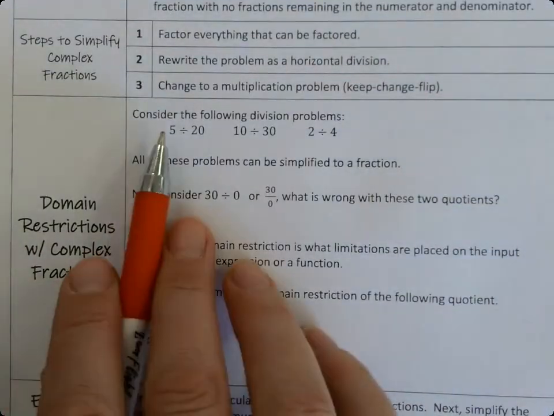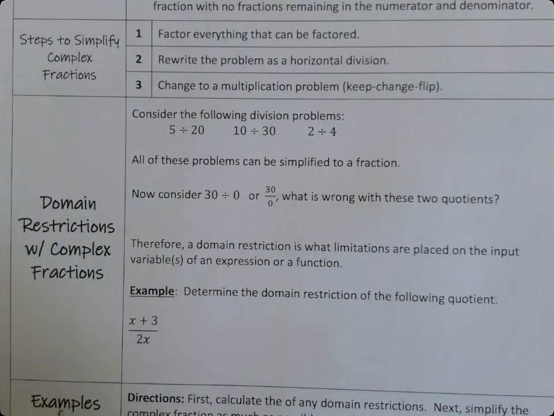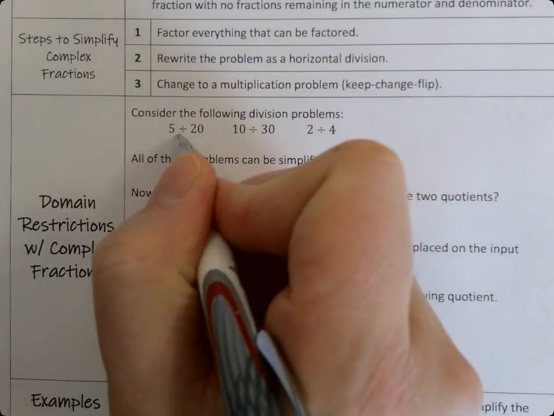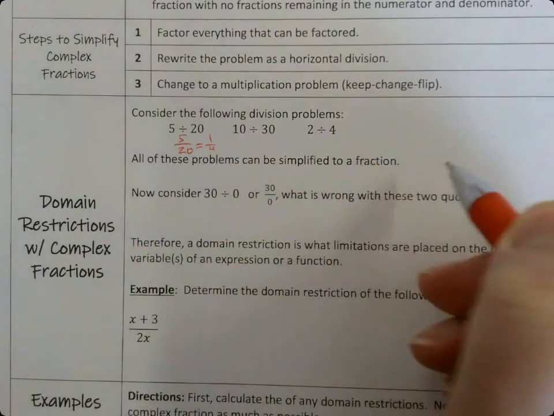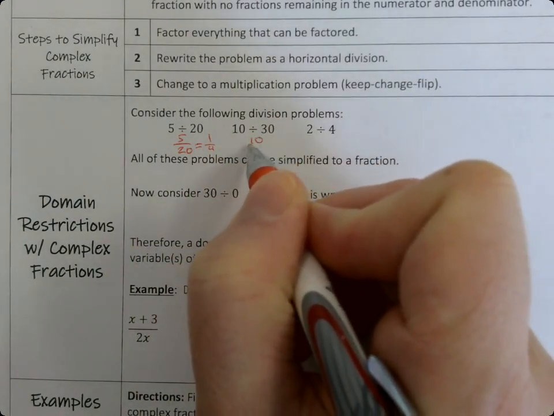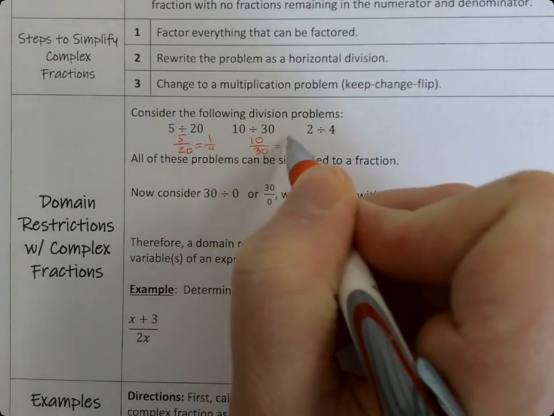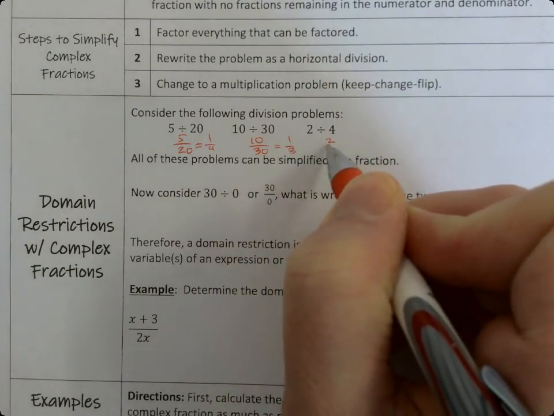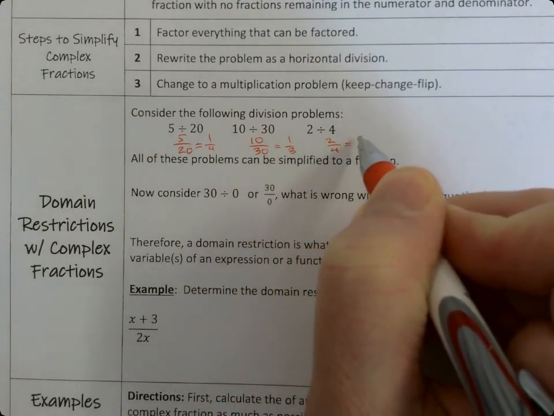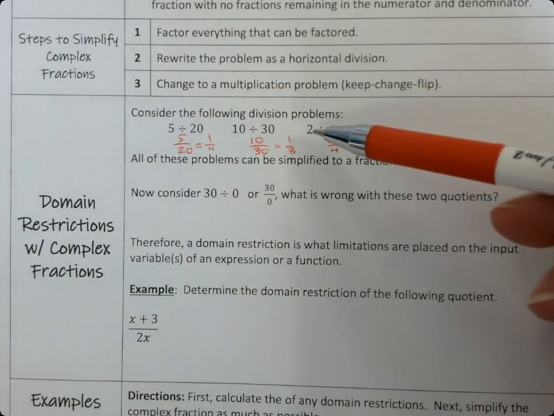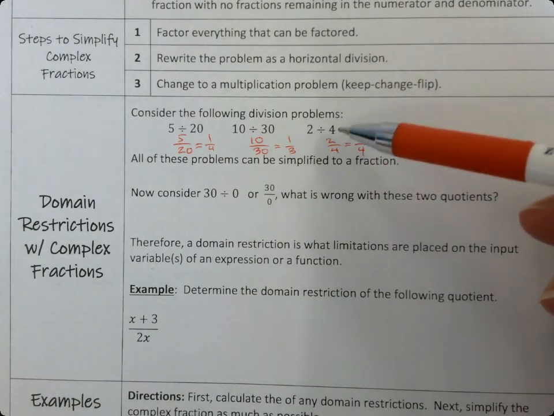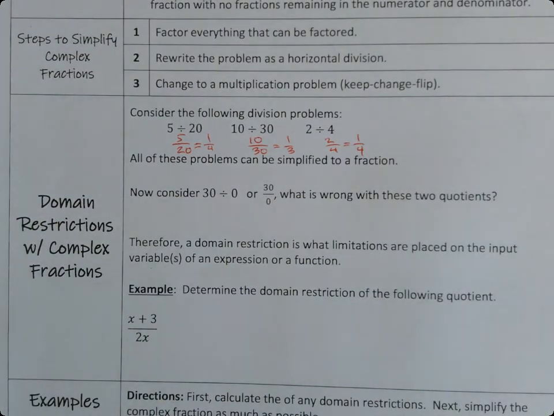So consider the following problems. I have 5 divided by 20. I could always write that as 5 over 20, and we would reduce that simply to 1/4. And I can write 10 divided by 30 like a fraction, and that is 1/3. And 2 divided by 4 is 1/4. Now, any fraction that I have, I can always write as division horizontally. So that's the idea of the horizontal division.